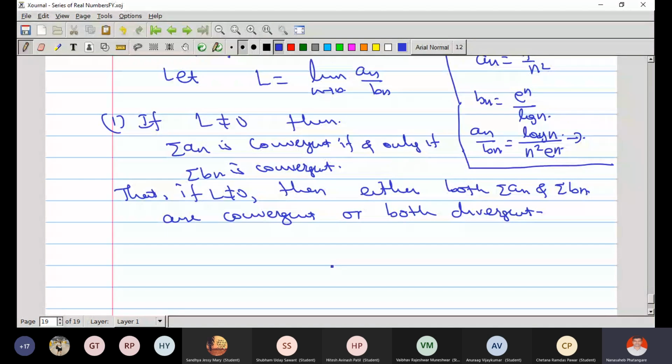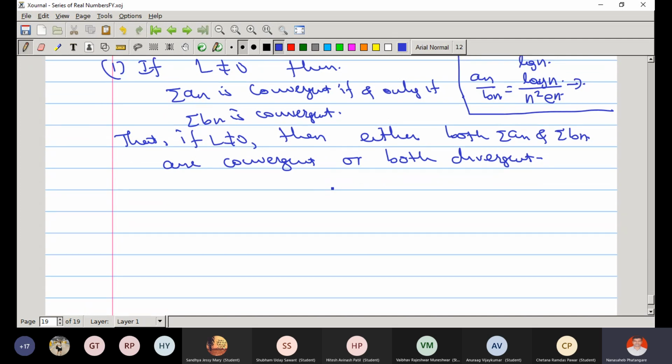If you calculate the limit of an upon bn and it exists and is non-zero, and you know bn is convergent, then you can say that definitely an is convergent, because one of them is a simple series. If we know the convergence or divergence of one of them, then the same holds for the other, provided this limit is non-zero. Therefore this test makes our life easy, because just from the convergence or divergence of one series, we can state the convergence or divergence of another series.